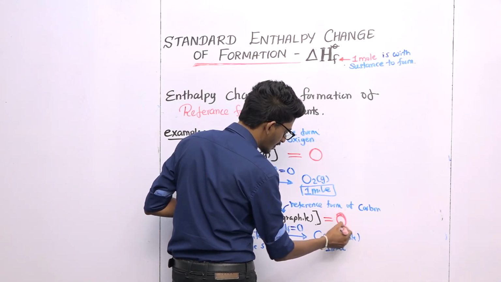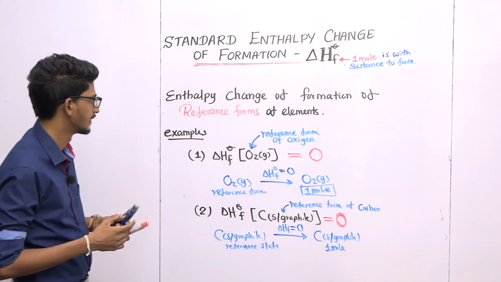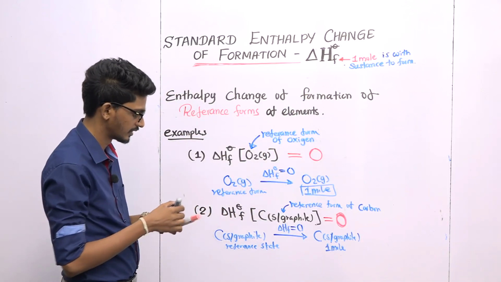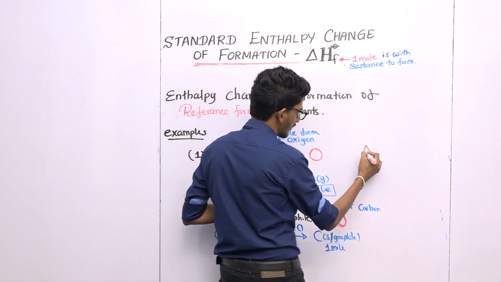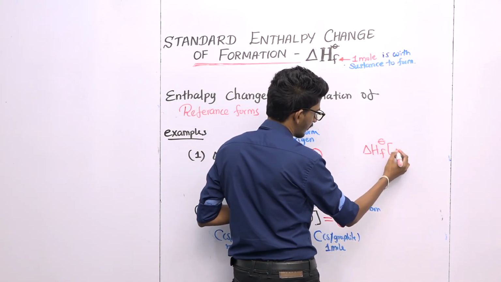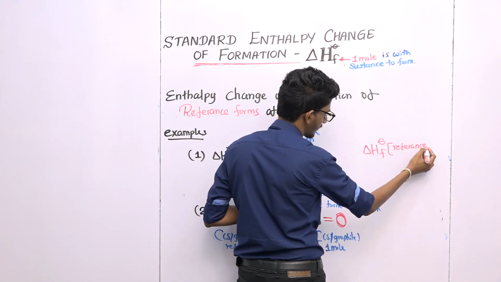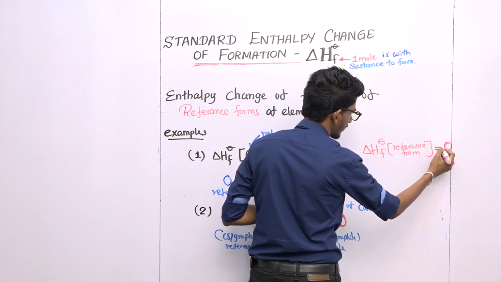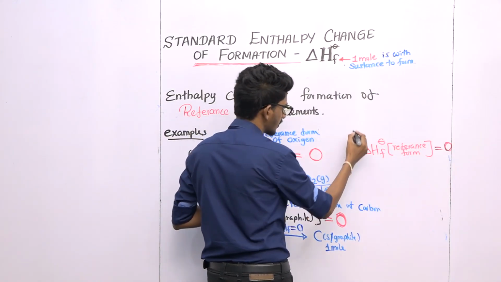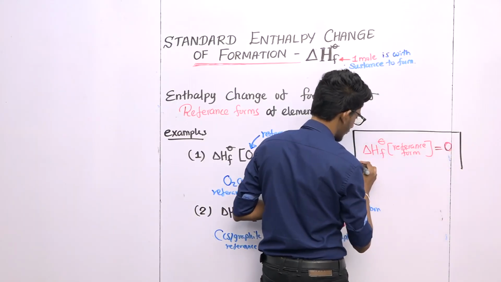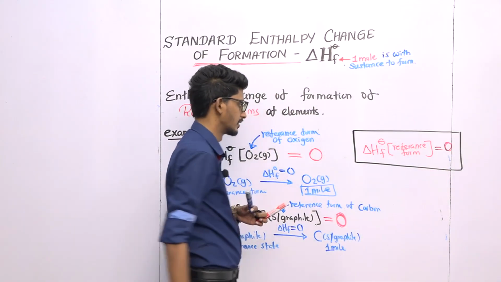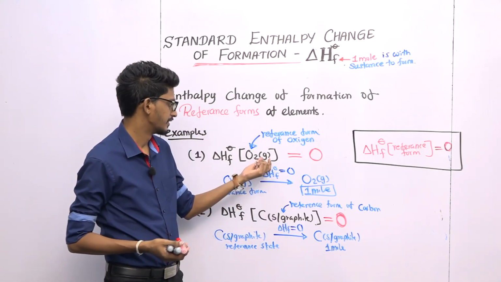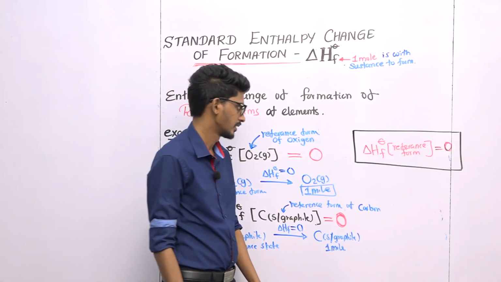So what is the conclusion we can make from here? You can say the enthalpy change of formation of a reference form is equal to 0. So one can say delta H naught F of a reference form is equal to 0. This is the final conclusion we can make from the things we have learned now. Reference form should be okay with the physical state as well. Right? The idea is clear.